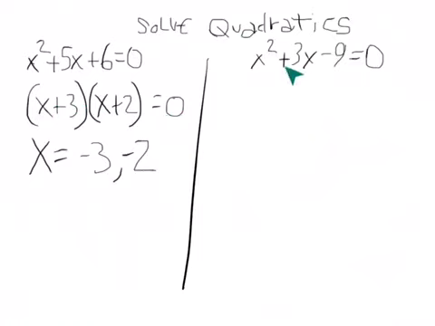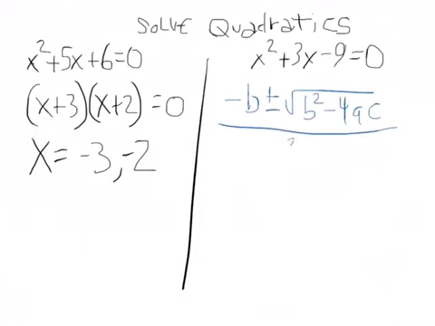Things that multiply to negative 9 add to 3, I'm not going to find them. Well, I'm not going to be able to find them easily. So they're not rational. So what I'm going to use is a tool that we haven't seen for a while, the quadratic formula. And the quadratic formula is negative b plus or minus the square root of b squared minus 4ac, and that whole thing is over 2 times a.